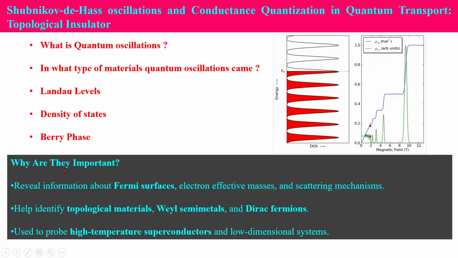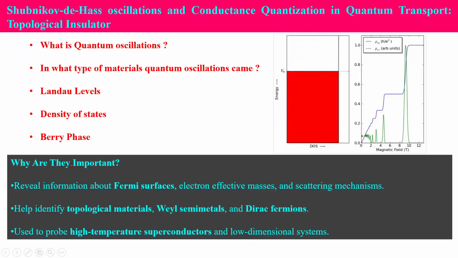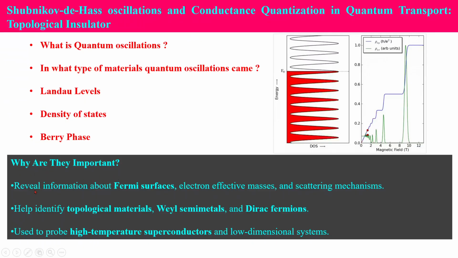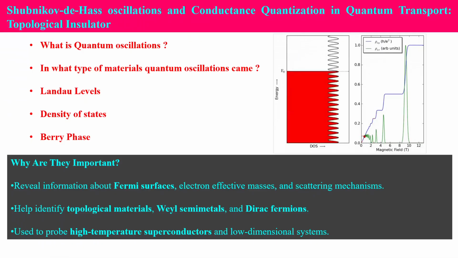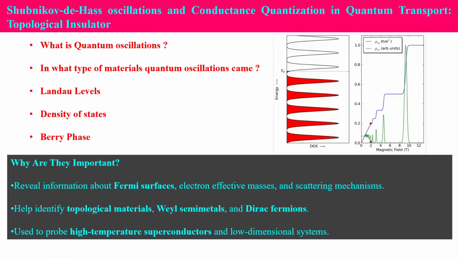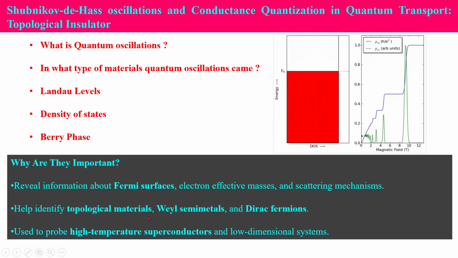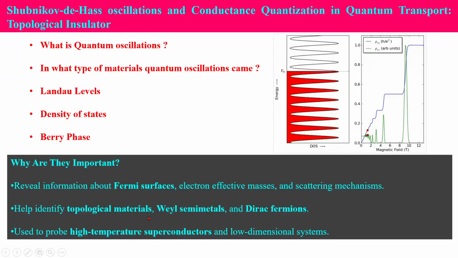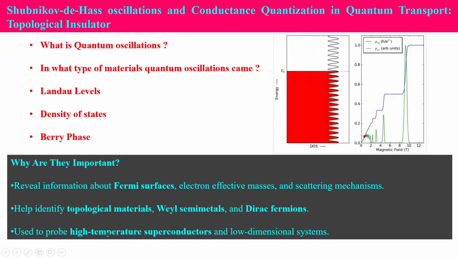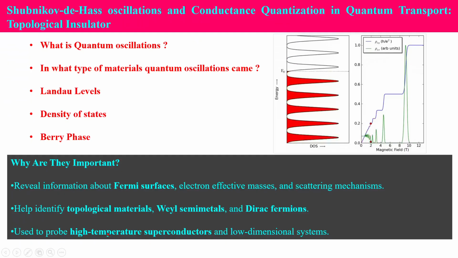These are some important notes for quantum oscillations. They reveal information about the Fermi surfaces, electron effective masses, and scattering mechanisms. They are very helpful to identify topological materials and Dirac fermions. They are used to probe high temperature superconductors and low-dimensional systems.